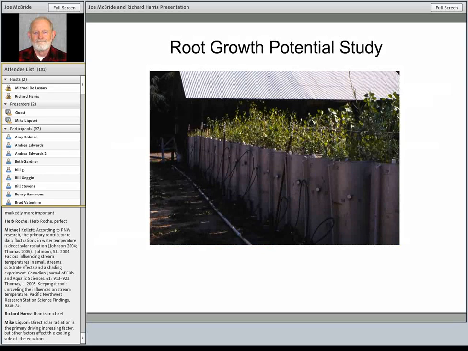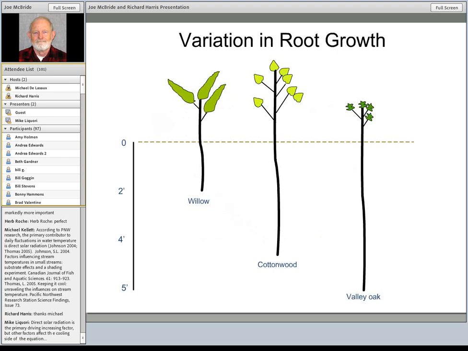These are some tanks that I used to do a study of root growth of riparian species in relationship to receding water tables to get some idea of the potential of different species for growth in relation to depth of water table. And in a 60-day study, the willow, sandbar willow in this case that I studied, was able to extend its root down to a depth of 2 feet, cottonwood down to about 4.5 feet, and valley oak down to more than 5 feet.